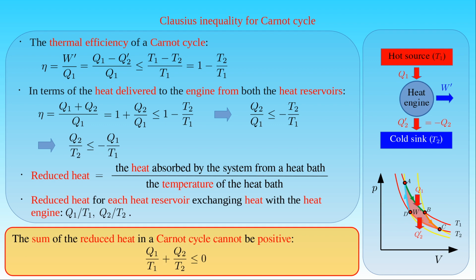That is, the ratio of the heat Q1 absorbed from the thermal bath to the temperature T1 of the thermal bath, plus the ratio of the heat Q2 absorbed from the thermal bath to its temperature T2, is less than or equal to 0. The sum of the reduced heat only vanishes if the Carnot cycle is reversible, otherwise this sum is less than 0.